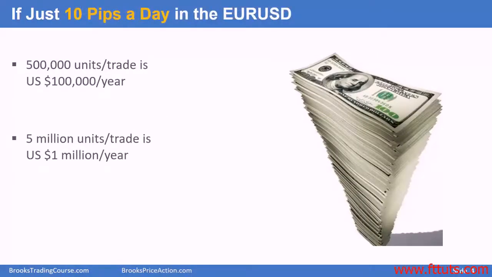If you make only 10 pips a day in the euro versus the dollar or any other Forex market, and then you trade 500,000 units per trade, that comes out to about $100,000 profit a year. If you work your way up to a bigger position size, like 5 million units per trade, that becomes $1 million per year on a single 10-point scalp per day.